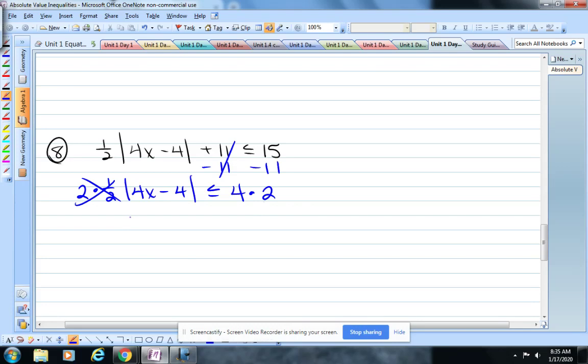All right, so absolute value of 4x minus 4. I'm not flipping anything, so less than or equal to what number? 8.